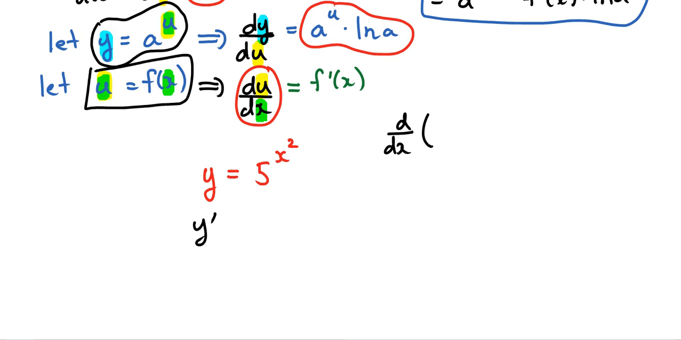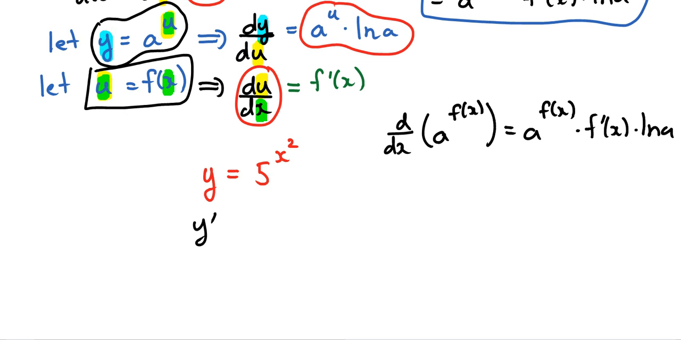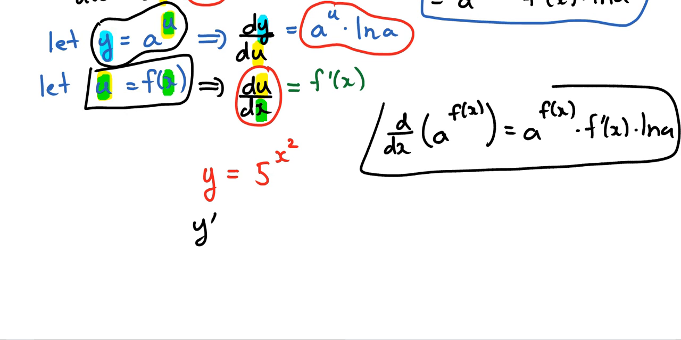So the derivative of a to the power f of x is going to be a to the power of f of x times f prime of x times ln a. This is indeed on your reference sheet, but let's use it now for this particular problem. The first part is I need to have a to the power of f of x. That just means I rewrite the original question.